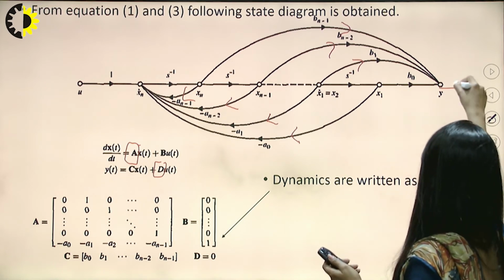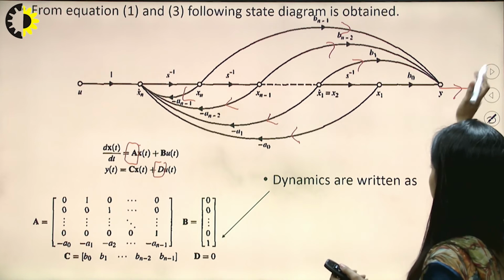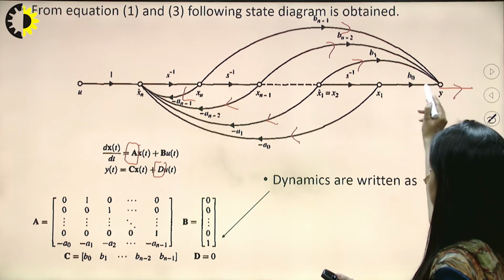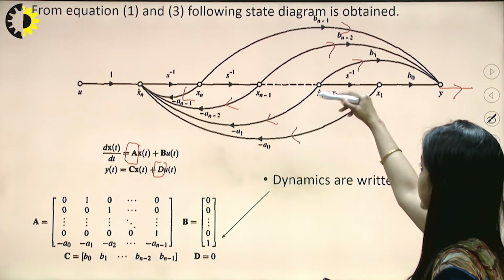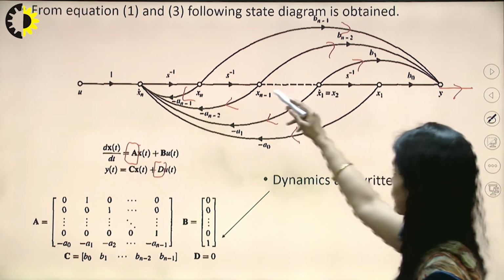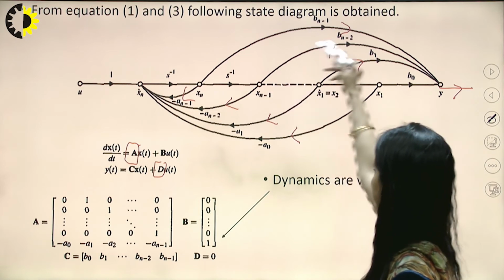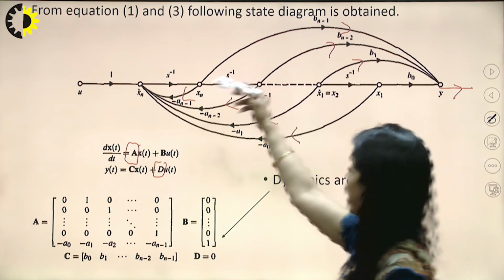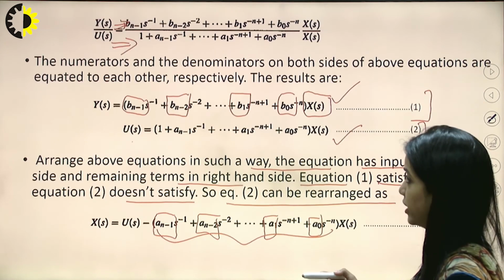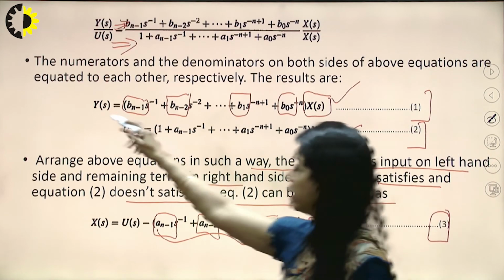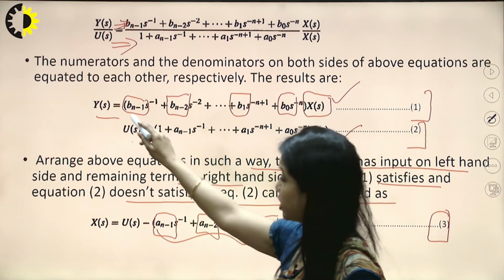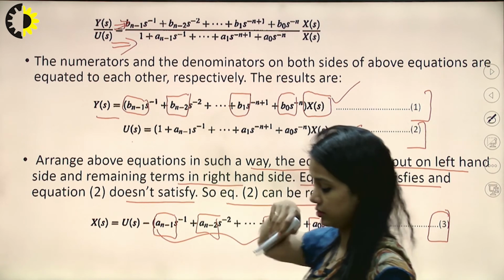If I try to see what y is here, y will be bn plus x1 into b1, plus xn minus 1 into bn minus 2, plus xn into bn minus 1. So let's see, is it exactly coming? Y(s) is nothing but bn minus 1 into s.